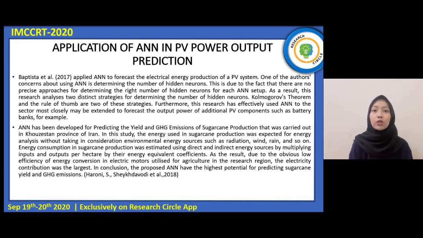Energy consumption in sugarcane production was estimated using direct and indirect energy sources by multiplying inputs and output per hectare by their energy equivalent coefficient. As a result, due to the obvious low efficiency of energy conversion in electric motors utilized for agriculture in the research region, the electricity contributed was the largest. In conclusion, the proposed ANN has the highest potential for predicting sugarcane yield and GHG emissions.